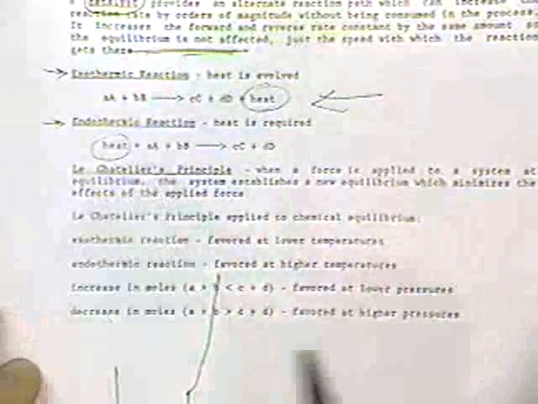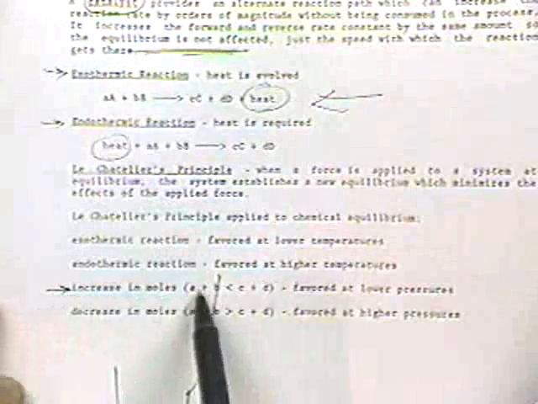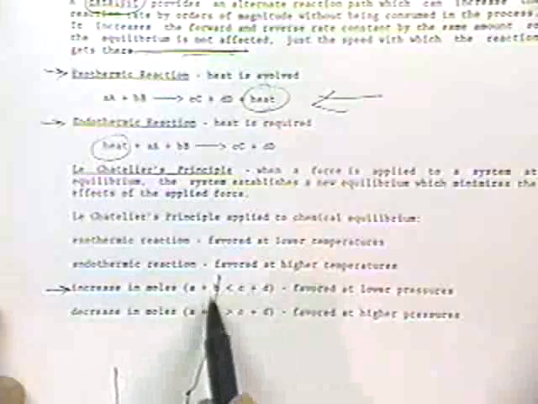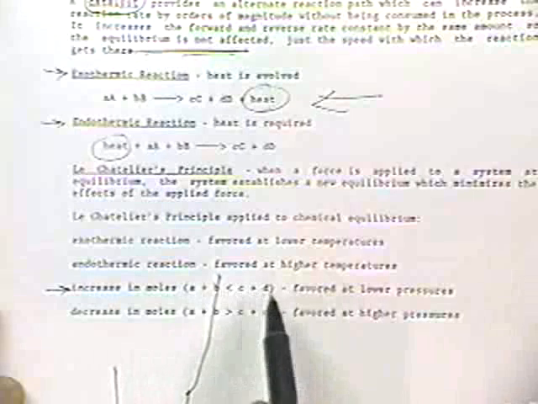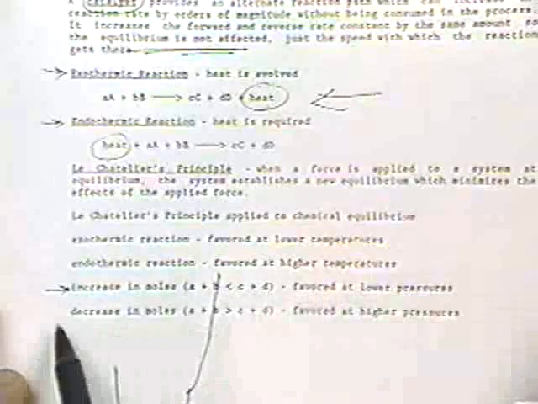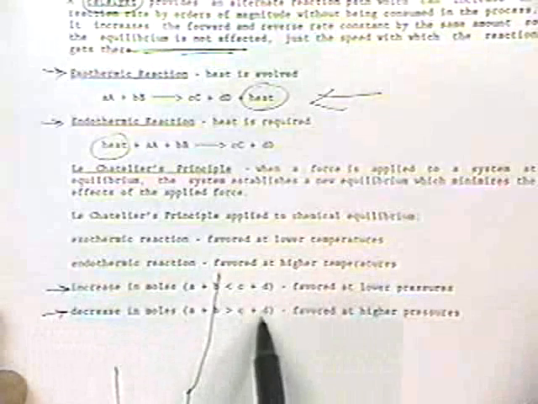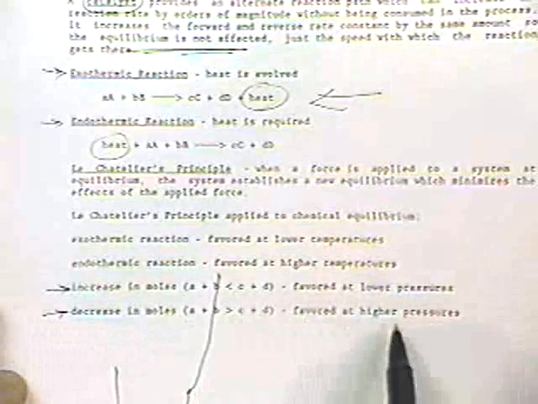Another relationship to Le Chatelier's principle is that if you have a reaction where there's an increase in moles, that is, A plus B is smaller than C plus D, that says run the reaction at low pressures. If you have a case where there's a decrease in moles, that is, C and D is less than A and B, then you should run the reaction at a high pressure.